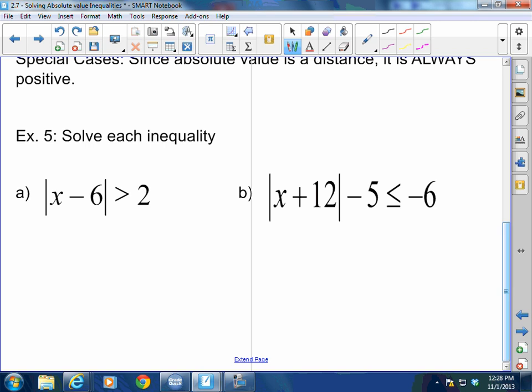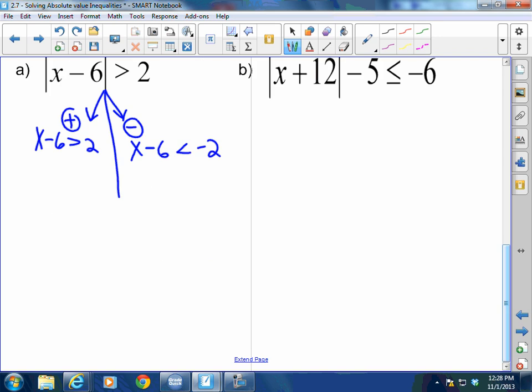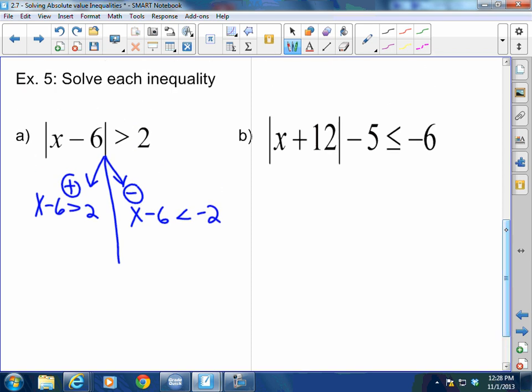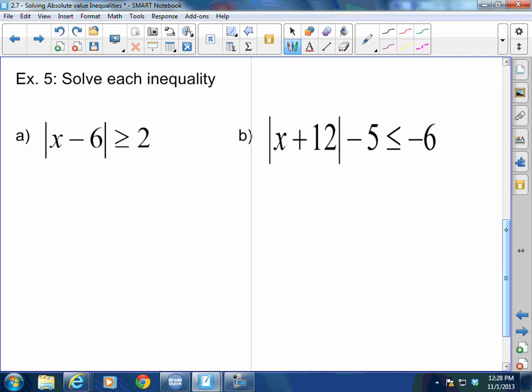Okay. Look at what happens here. I've only got 2 minutes, so I'm going to go kind of quick. I have my positive side and my negative side. So I got x minus 6 is greater than 2, and x minus 6 is less than negative 2. I think I messed up here. Let's look at B. I'm sorry for the confusion.